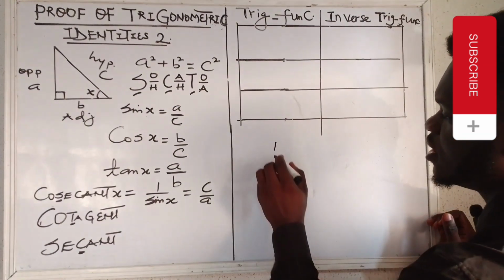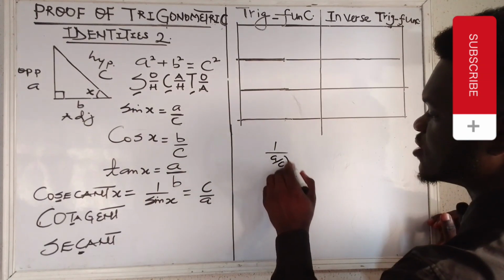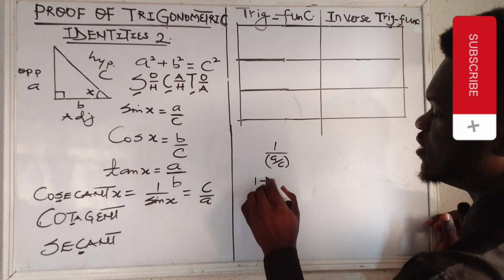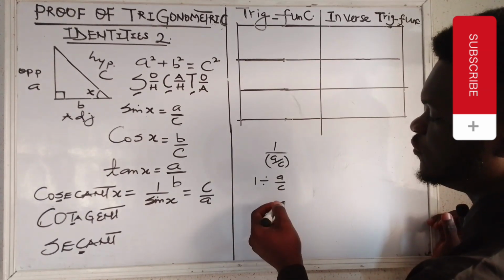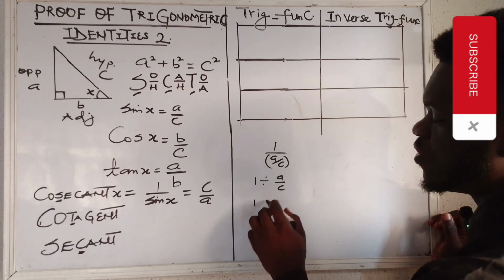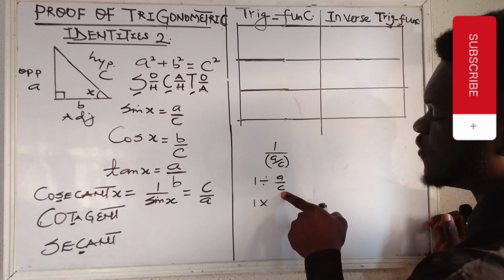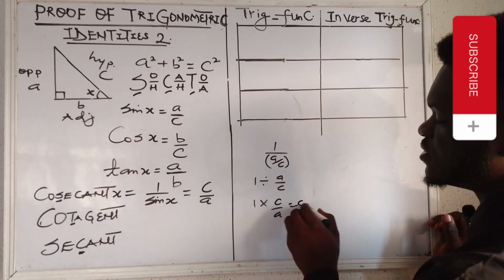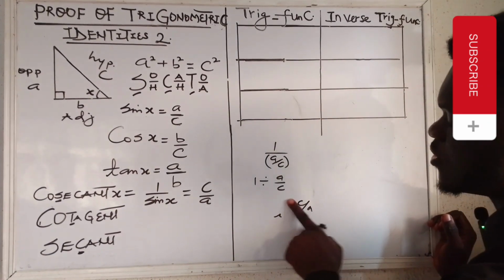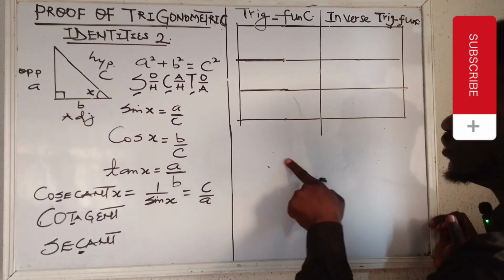I think I should show that. Now we have 1 divided by sine x. What is sine x? Sine x means A over C. It means 1 divided by A over C. Remember the basic rule of division: when you are converting into multiplication, you turn it to times, then the fraction on the right hand side is inverted. So we have C over A times 1, which is C over A. So that is how it became C over A.